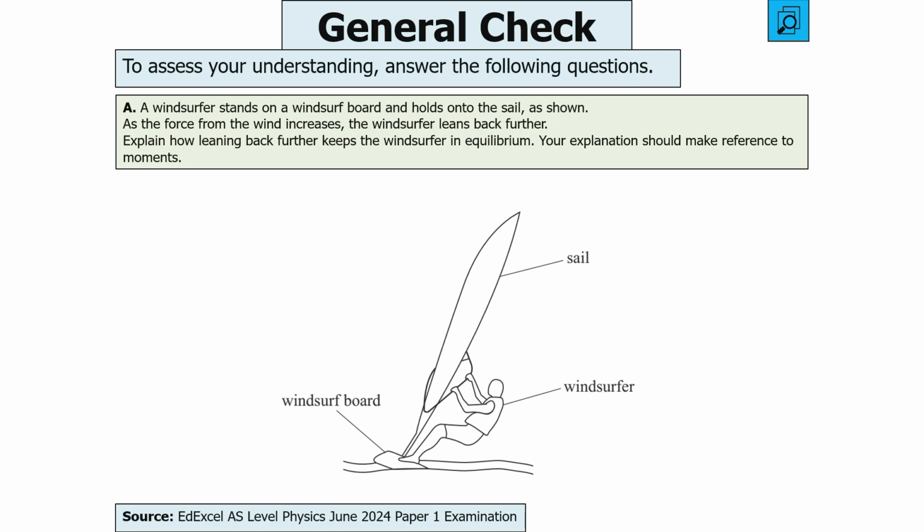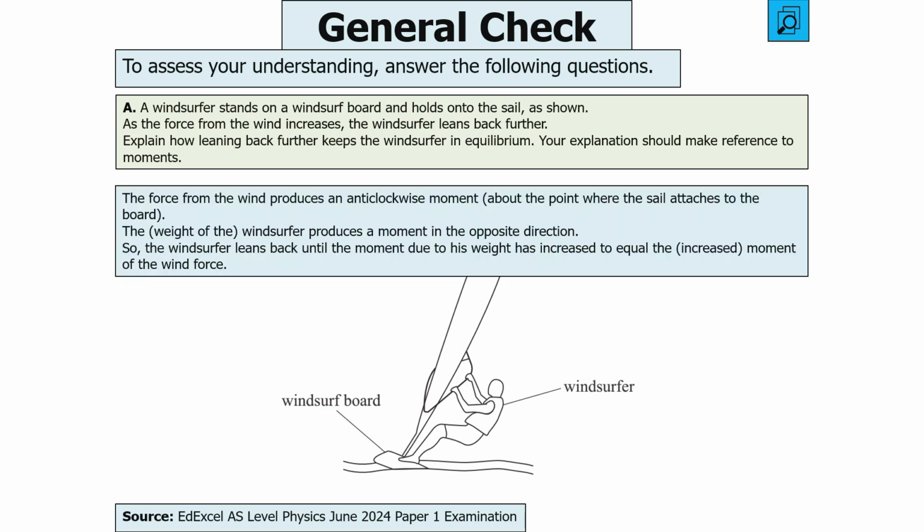A windsurfer stands on a windsurf board and holds onto the sail as shown. As the force from the wind increases, the windsurfer leans back further. Explain how leaning back further keeps the windsurfer in equilibrium. Your explanation should make reference to moments.